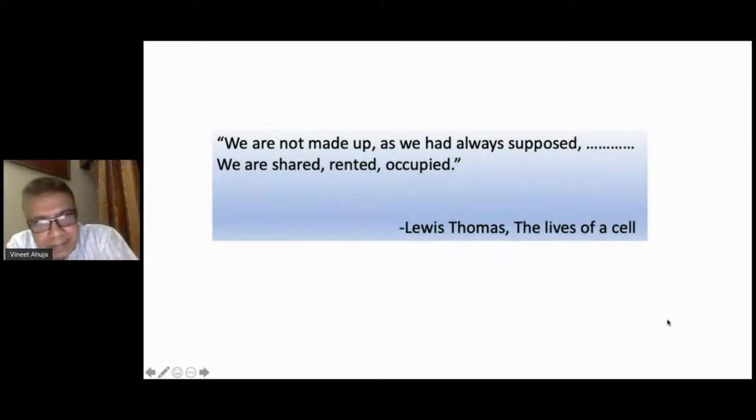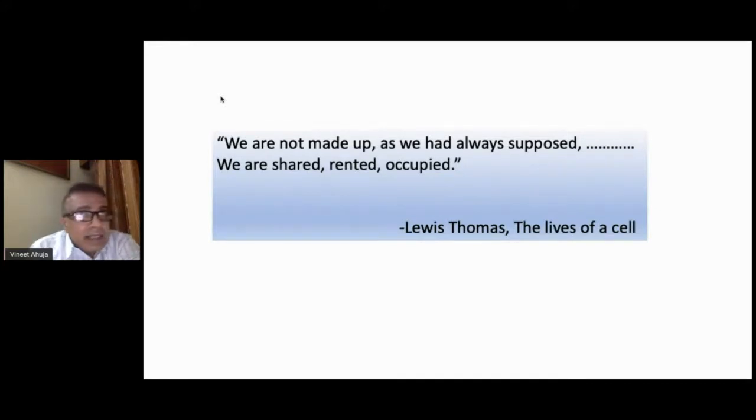So this is a line from a book, Lives of a Cell, and I think this is a line which actually makes you feel a little bit sad, in the sense that when you read it, it says that we are not made up as we had always supposed, but we are shared, rented, and occupied. And this was not written for microbiome. It was written for the cell many years back. And to think that it is so much applicable today, that a large part of us is because of the microbiome. That is what people say.